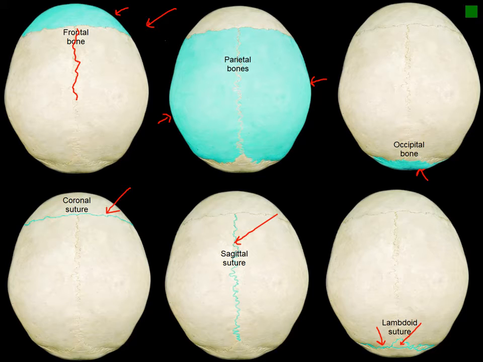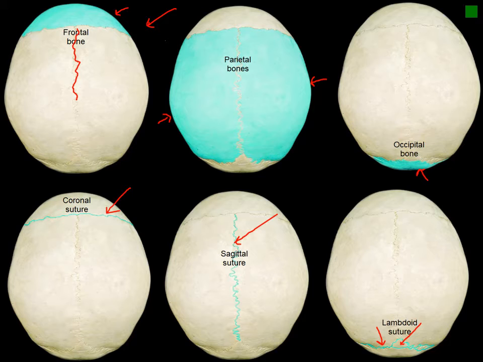This one is pointing out the coronal suture, which separates the frontal bone from the parietal bones. Then we have the sagittal suture, which separates the parietal bones from each other. So we have the right and left parietal bones. And then at the very back, between the parietal bones and the occipital bone, we have the lambdoid suture.